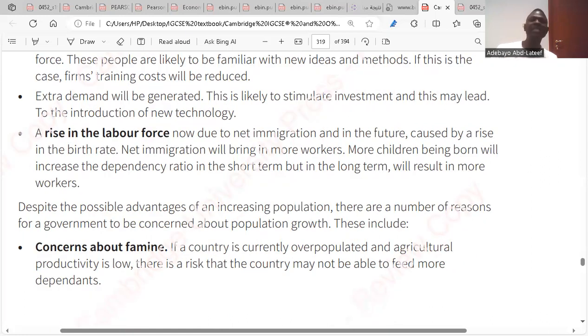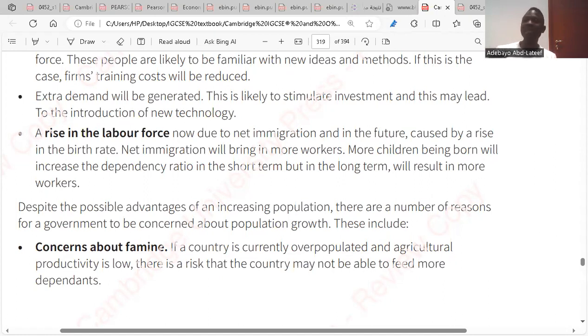The last point, a rise in the labor force. Due to net immigration, and in the future a rise in the birth rate, net immigration will bring in more workers. More children being born will increase the dependency ratio in the short term, but in the long term will result in more workers. So if there's a rise in the labor force through net immigration, it means large numbers of people are coming into the country. That would increase the labor force.